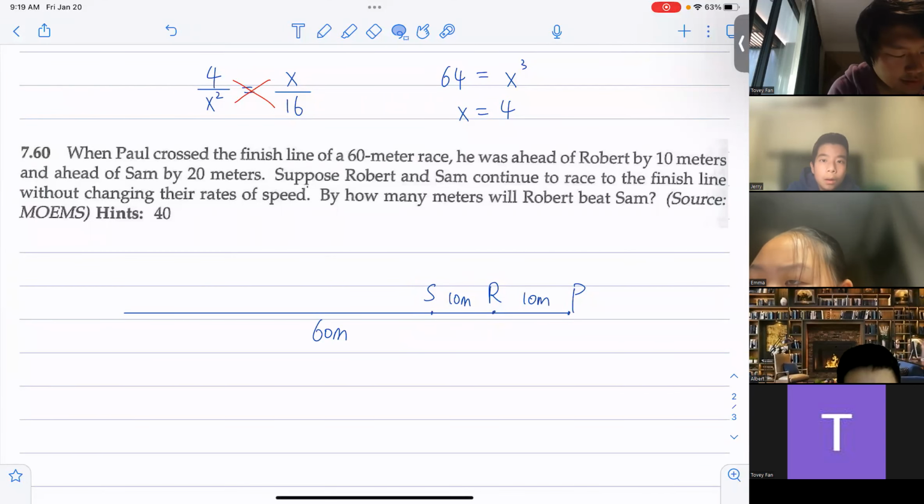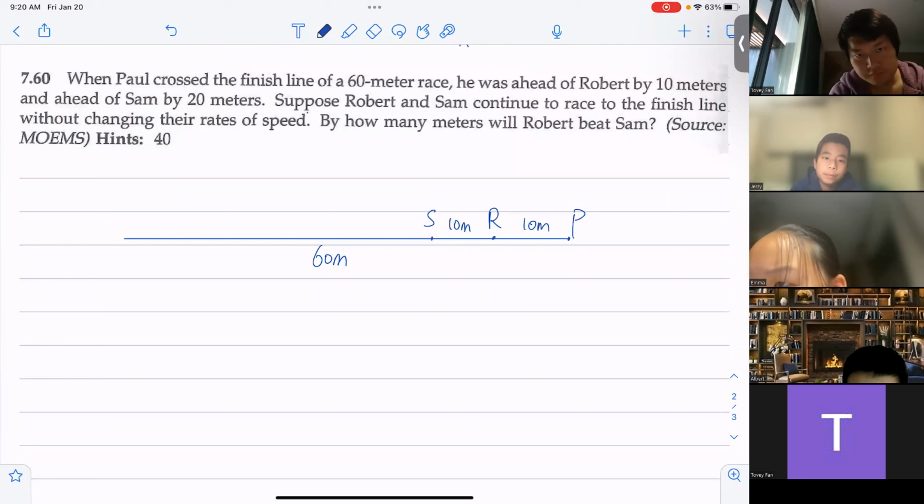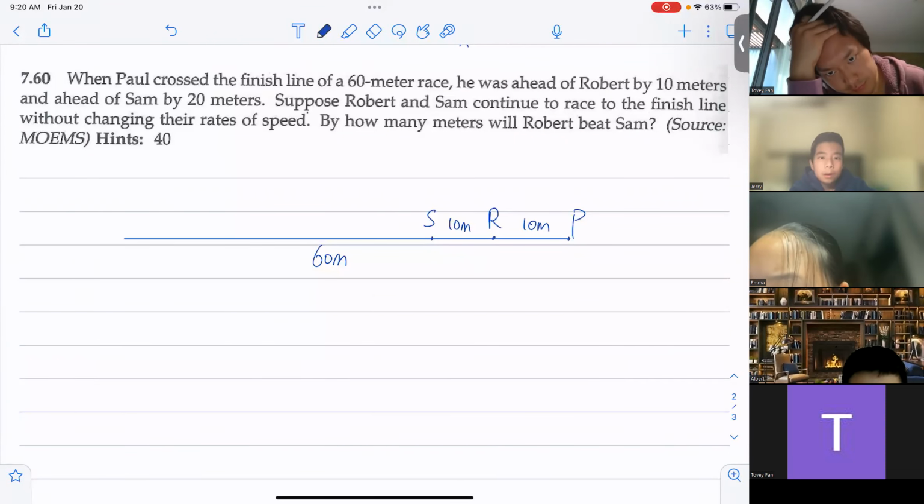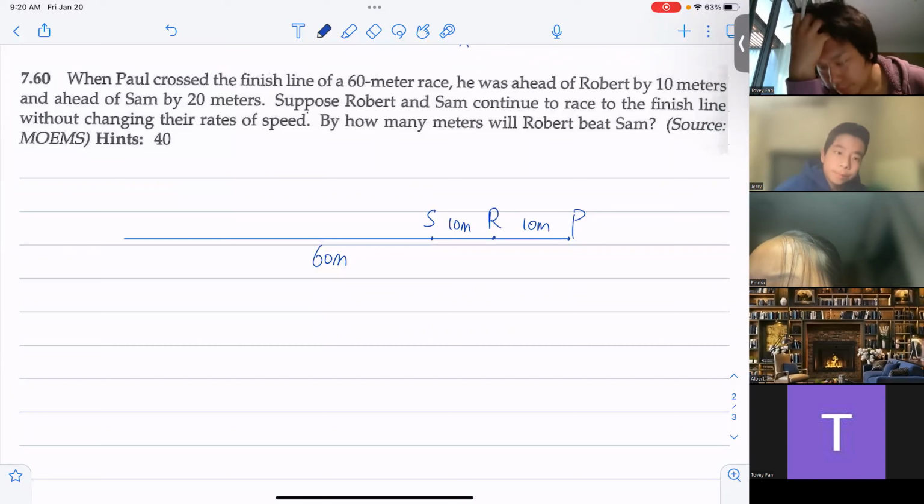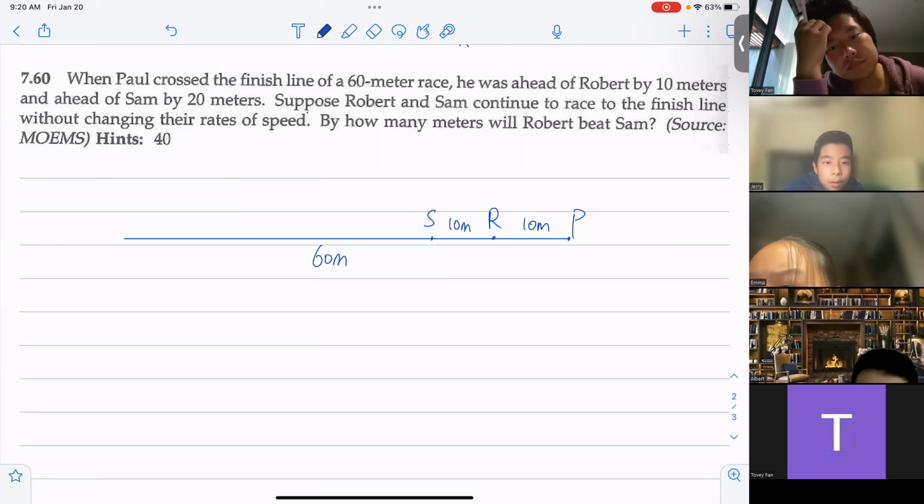So the question is asking, when Robert finished the entire race, where's Sam? By how many meters is Sam behind Robert when Robert finished the race? And their rates of speed don't change. Any idea, anyone?